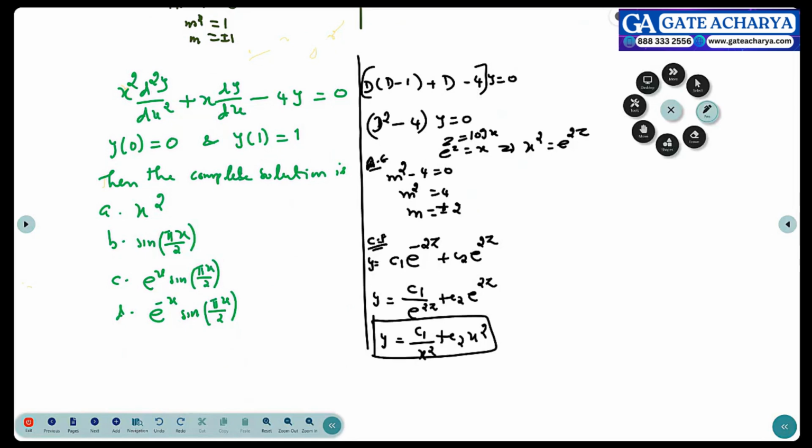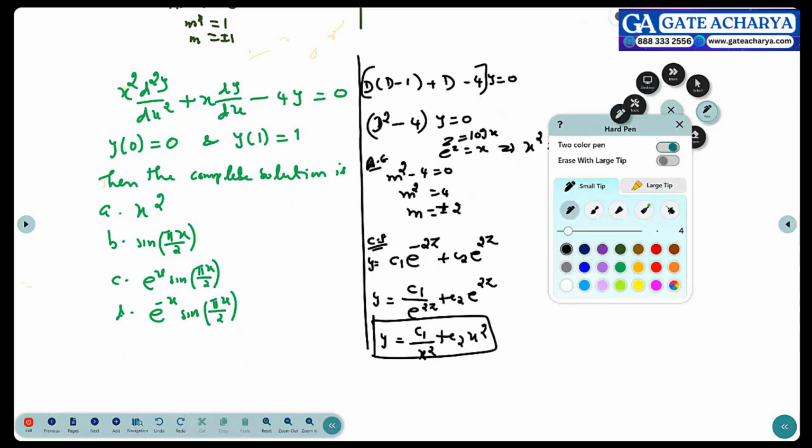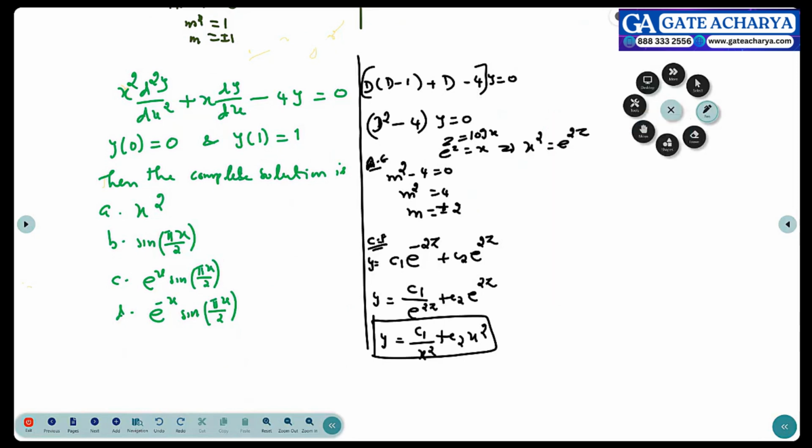Our answer is y of 0. The condition is also that y of 0 is equal to 0, y of 1 is equal to 1. So we apply the condition. So given y of 0 is equal to 0, that means when x is equal to 0, y is automatically 0.